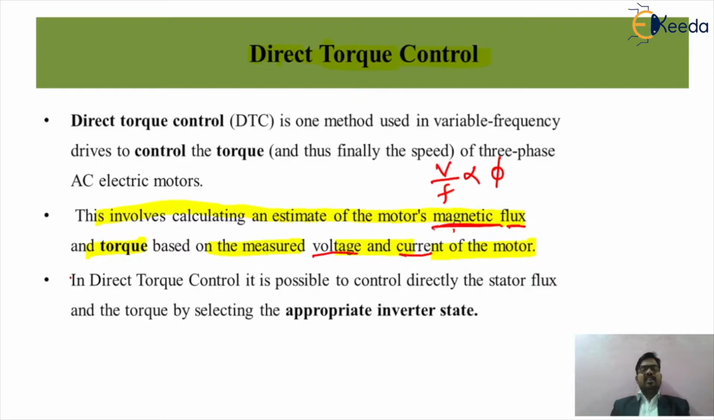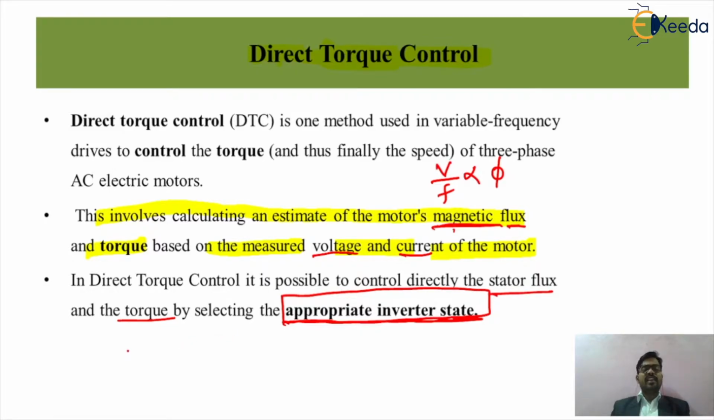The last and very important concept in direct torque control is that we are directly changing the appropriate state of the inverter. By changing the appropriate state of the inverter circuit, through its different state values, we can directly control the value of the stator flux as well as the torque. So this is the basic fundamental thing in direct torque control. Okay, so how can we change the state of the inverter circuit? This is very important.